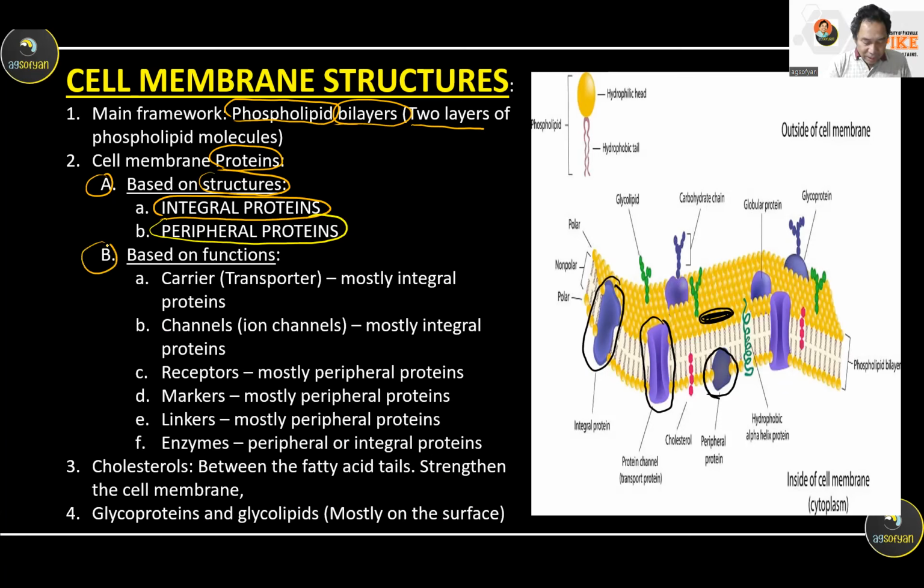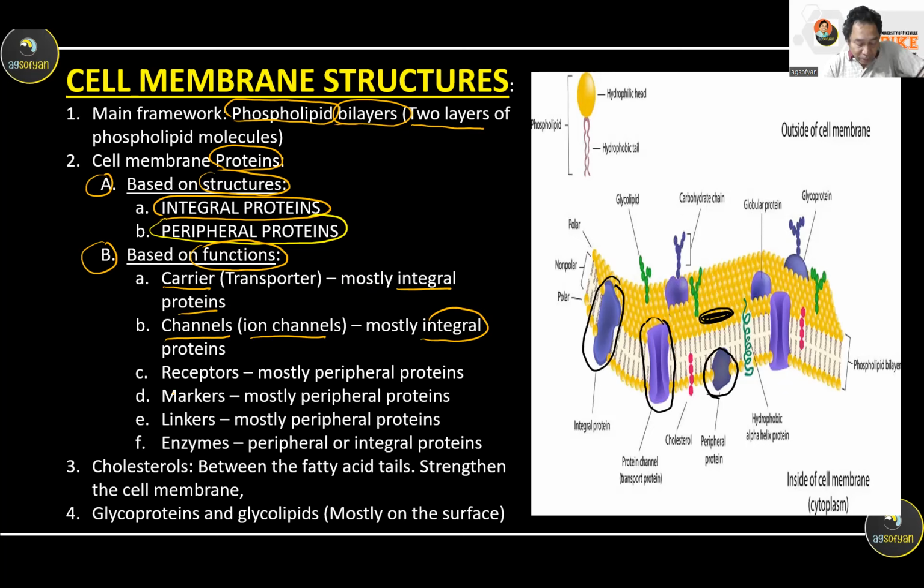Now, based on the functions, there are 6 types of protein on the cell membrane. The first one is called the carrier. This is the one that carries something to enter or to exit the cell. Mostly the carrier or transporters are integral proteins. The second one is called the channel proteins or ion channel. And again, mostly these channel proteins or ion channels are integral proteins too.